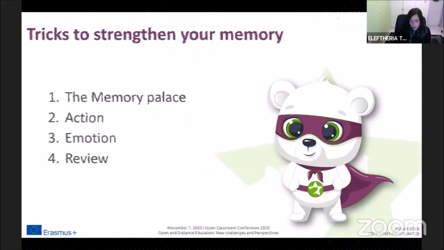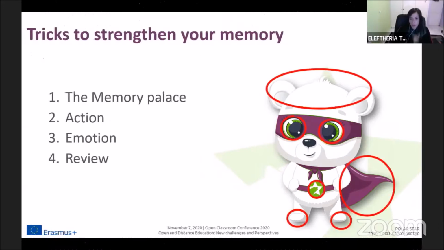So the memory palace is basically an imaginary place that you are very familiar with and has different sections. So in the case of my demonstration, I'm using Polar, and Polar's body parts is my memory palace. So her head, her eyes, her cape, her buckle, and her feet, or whatever other place on her body, her body is my memory palace. So imagine that these different parts of her body are placeholders in which I'm going to store memories.